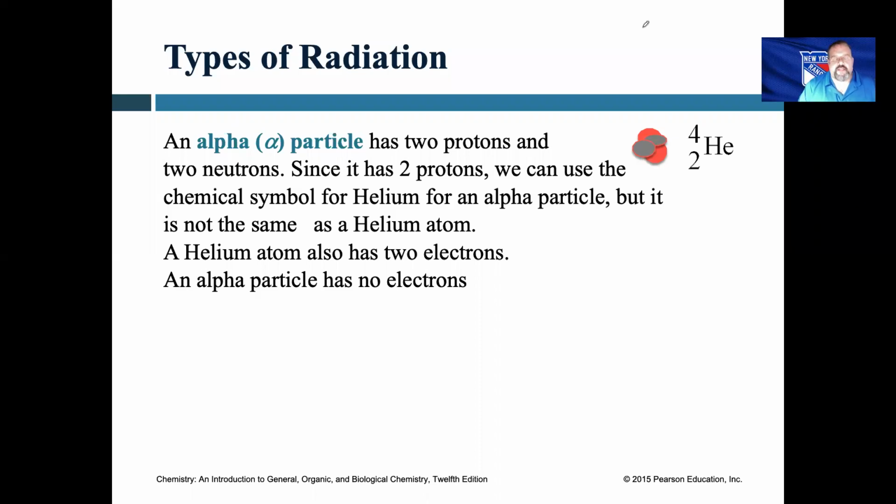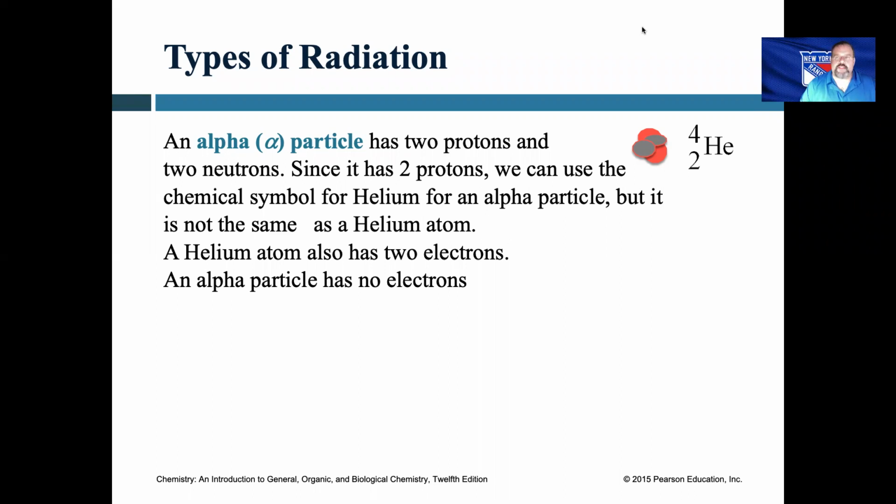All right, so now let's get into more details about the different types of radiation that's commonly released. And let's start with alpha particles. An alpha particle contains 2 protons and 2 neutrons. So when an alpha particle is released by a radioisotope, that nucleus releases 2 protons and 2 neutrons.